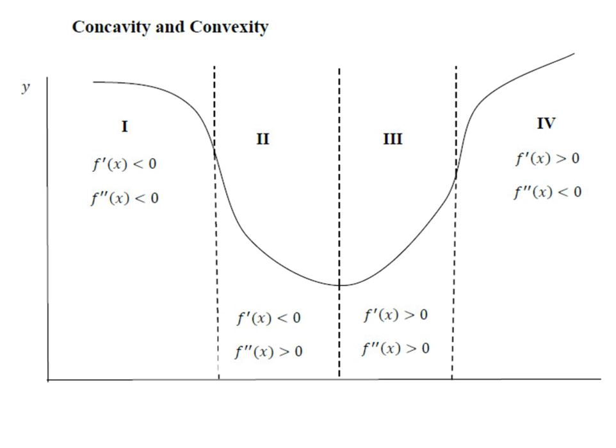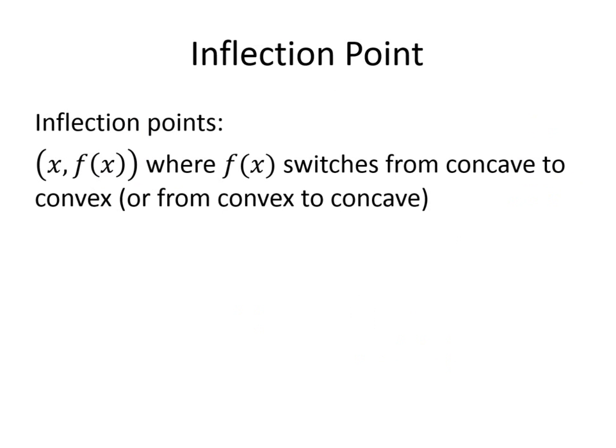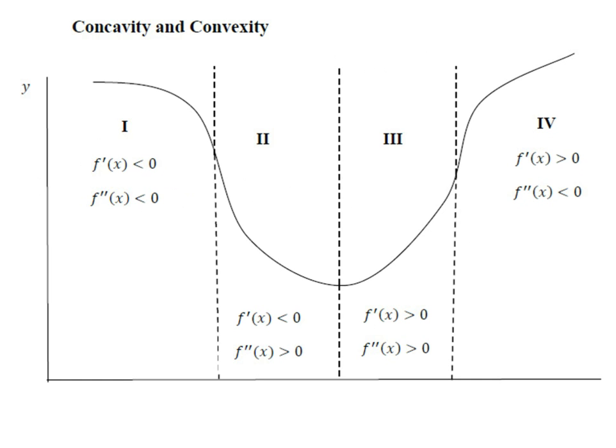To think about the dividing spaces between region 1 and 2, and again between region 3 and 4, we call these inflection points. Inflection points are anywhere where the function switches from either concave to convex or from convex to concave. Now, if we think about those 2 points, notice that between those 2 points, the sign of the second derivative changes. Now, what that means is that the second derivative must be 0 exactly at the inflection point.